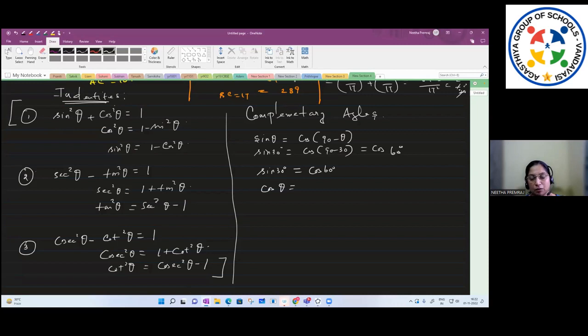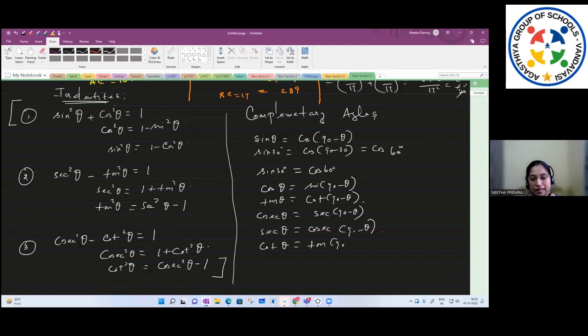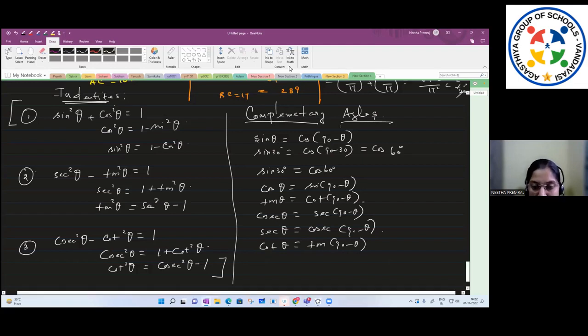Example, cos theta is equal to sine of 90 minus theta. Similarly, tan theta is equal to cot of 90 minus theta. Then cosecant theta is equal to secant 90 minus theta. Secant theta is equal to cosecant 90 minus theta, and cot theta is equal to tan 90 minus theta. So these are the complementary angles you should know. We will see how to apply this concept in a sum.